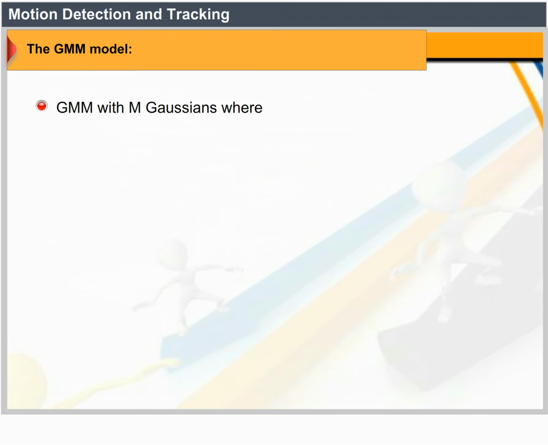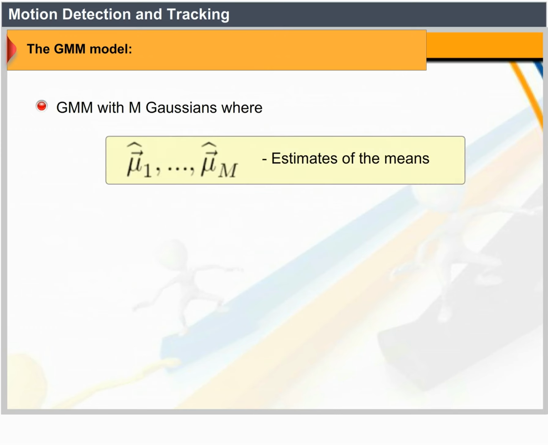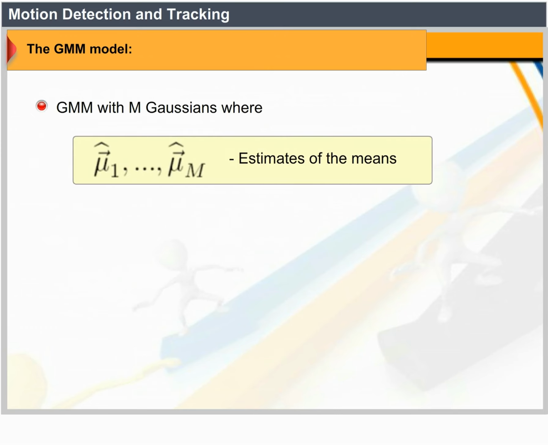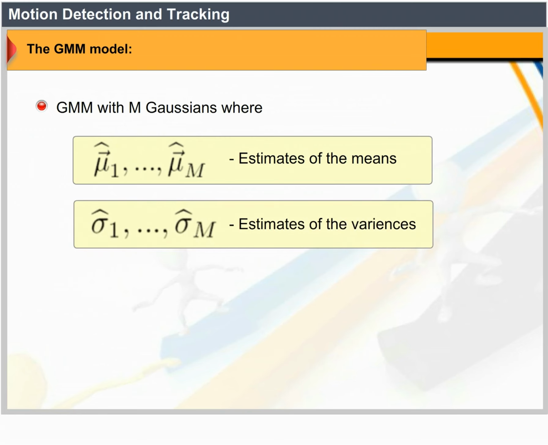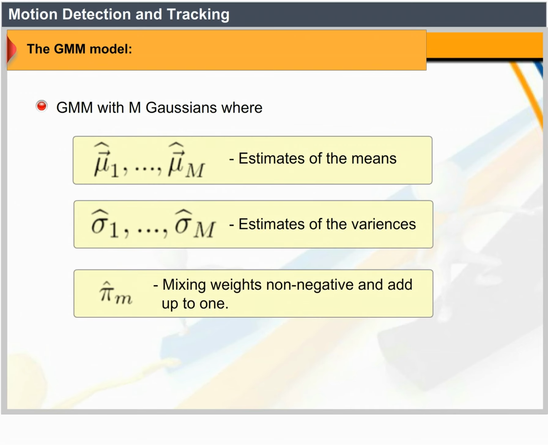In this equation, GMM with M Gaussians, where mu 1 vector cap going up to mu m vector cap are estimates of the means, and sigma 1 cap going up to sigma m cap represent estimates of the variances. Pi m cap represents mixing weights, non-negative and adding up to 1.